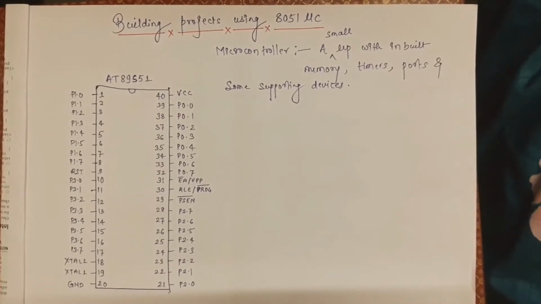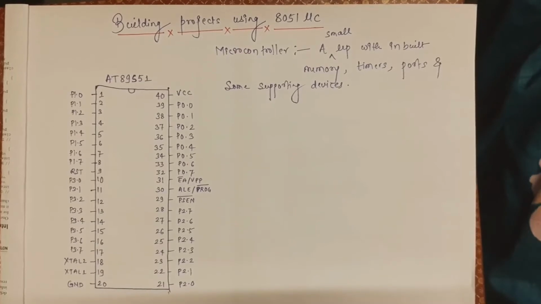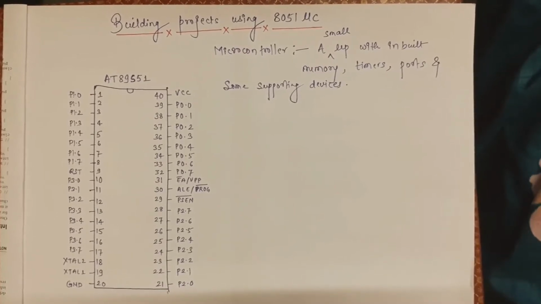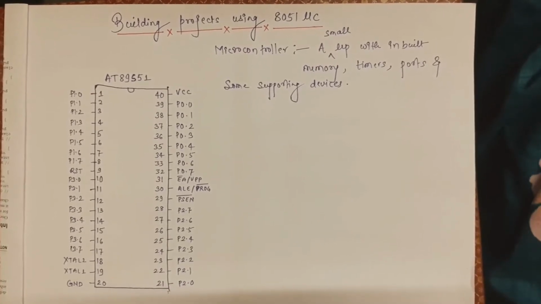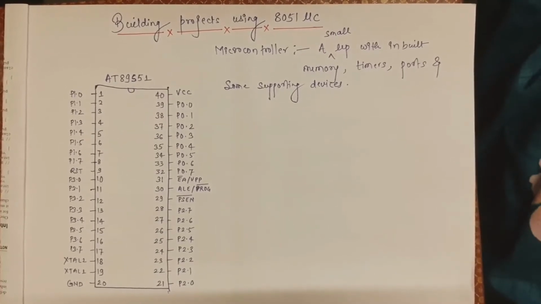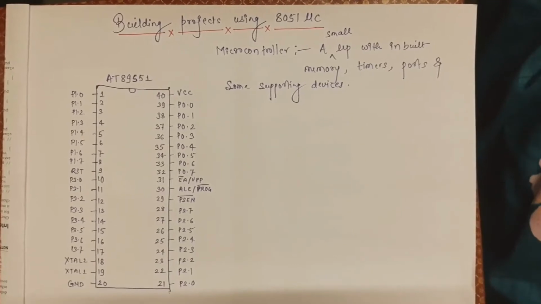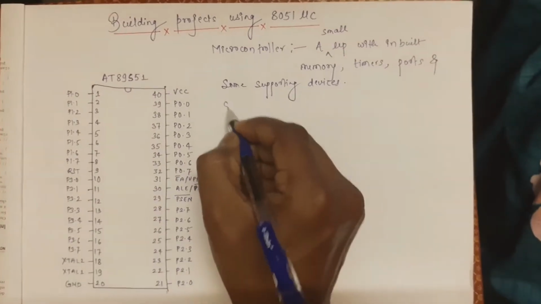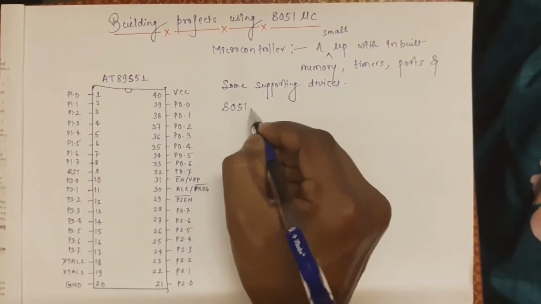In some of the microcontrollers, there are inbuilt ADCs and DACs. For example, Atmega 32, the microcontroller which you use in Arduino Uno. That microcontroller has inbuilt ADC and DACs. Okay, now let's talk about 8051 microcontroller.